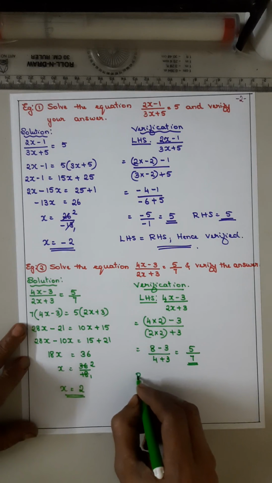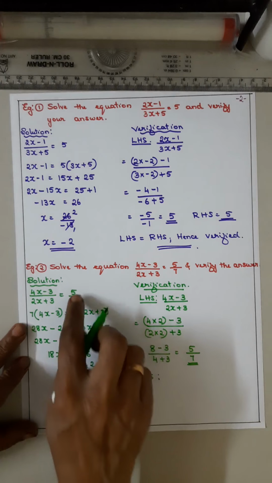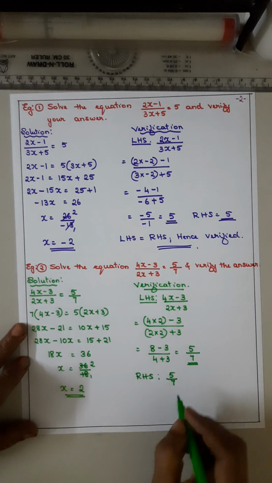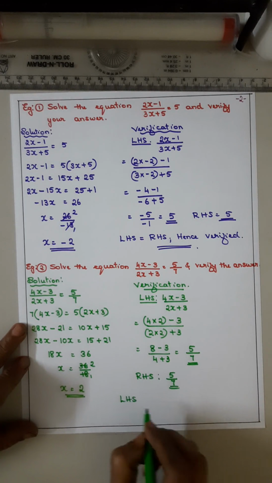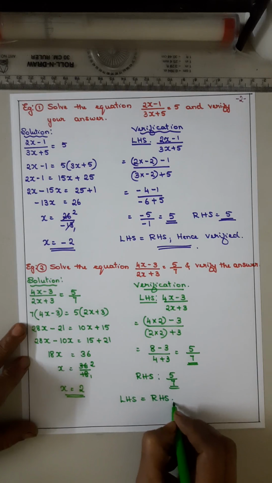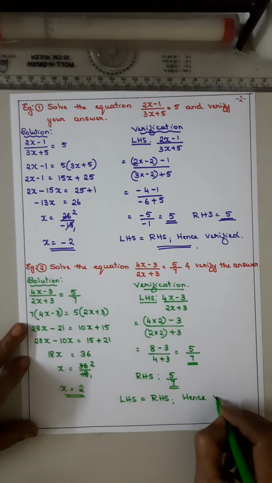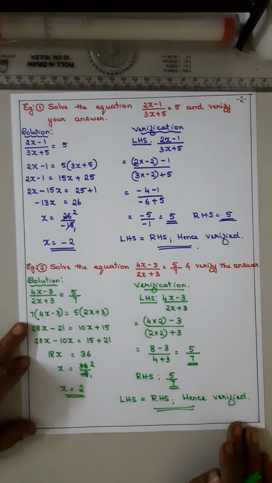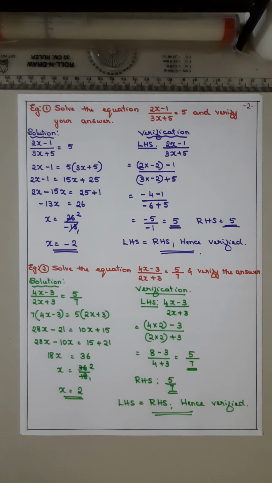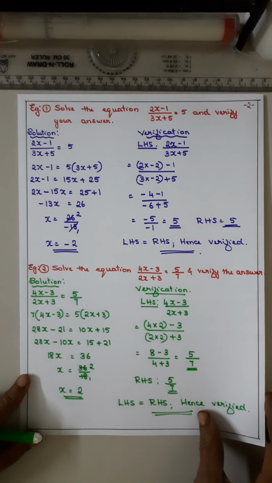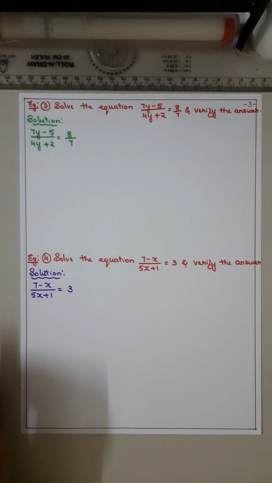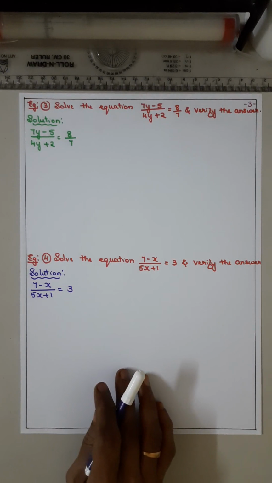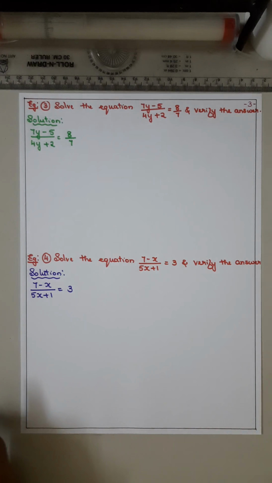So RHS, how much is it? 5 by 7. That means LHS is equal to RHS, hence verified. Is it clear? Hope everyone understood both the examples. Now coming to the question example 3. Now the question is 7y minus 5 upon 4y plus 2 is equal to 8 by 7.